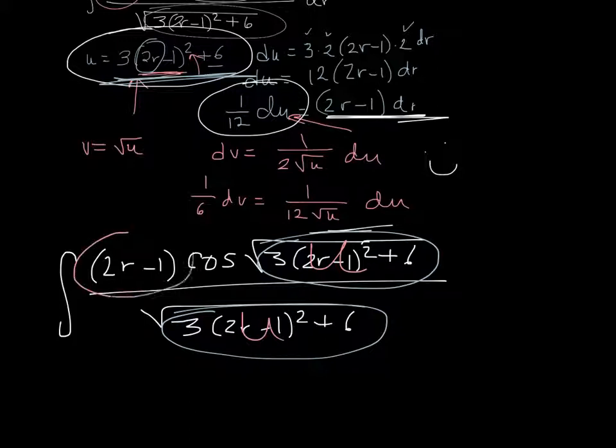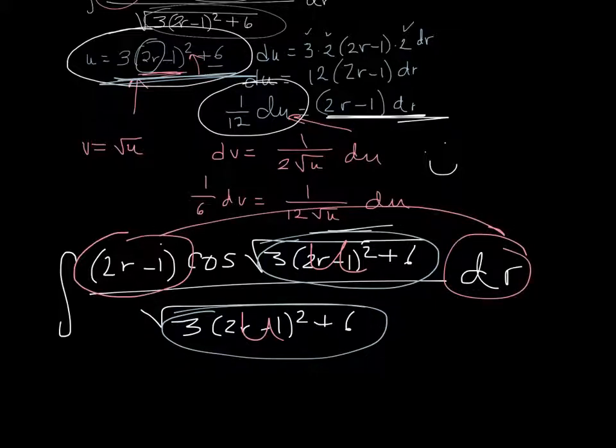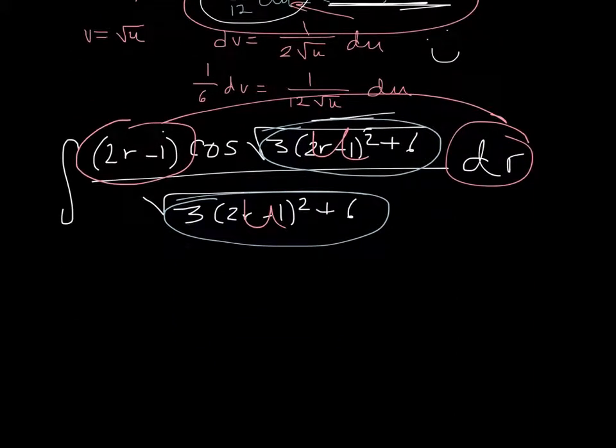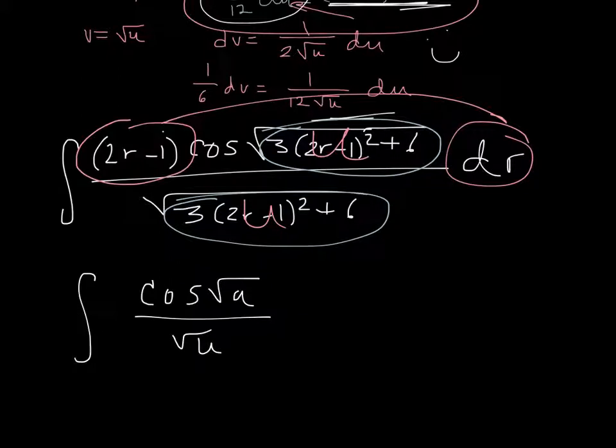Well, this piece right here, and let me write my dr out here, this piece and this piece, if you notice, is this. So that becomes the 1/12 du. So I end up with cosine square root u over square root u times 1/12 du.